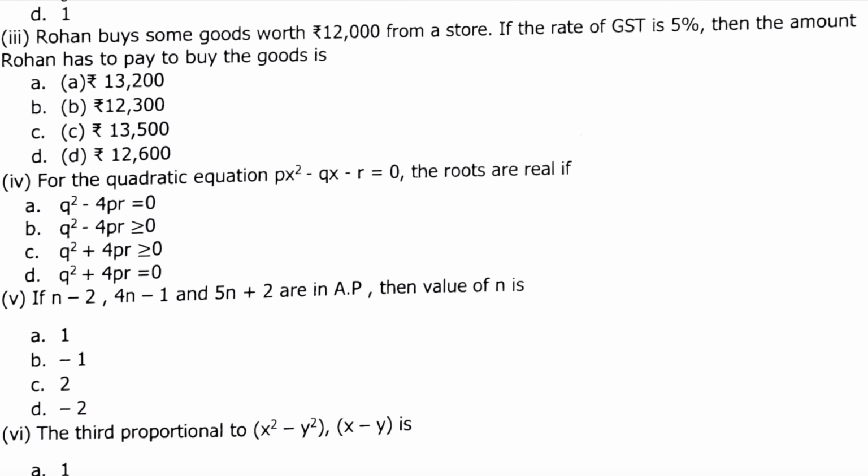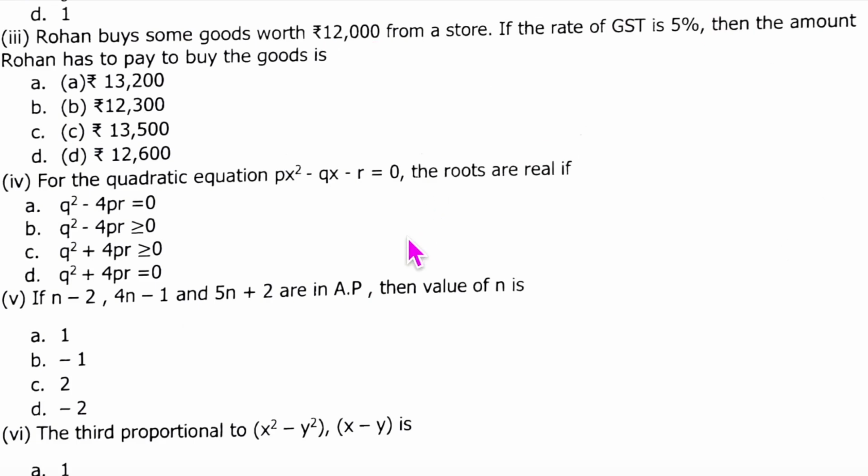Now this one also was pretty simple. Third one, goods worth 12,000, rate of GST 5%, the amount he has to pay to buy the goods. You can easily find 5% of 12,000. You can do this very quickly. It will be 600 on GST. So 12,000 plus 600. You don't have to write all the steps. Just the working steps are enough and that will give you your D part.